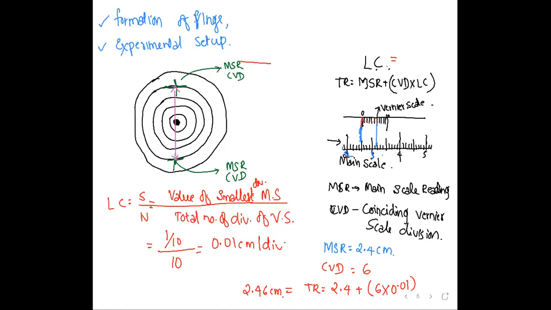Okay, the distance from here to here is the diameter. I have to measure the diameter. So for that, I focus the cross wire over here and the cross wire over here, right? I'll focus the cross wire over here and the cross wire here.